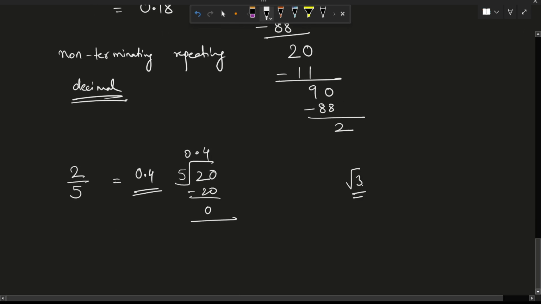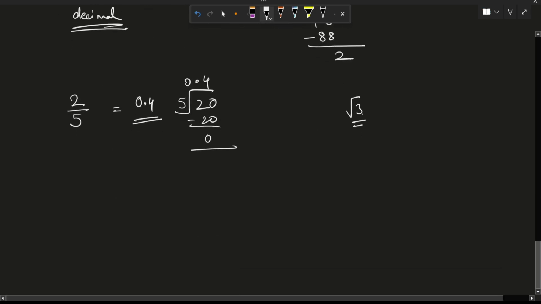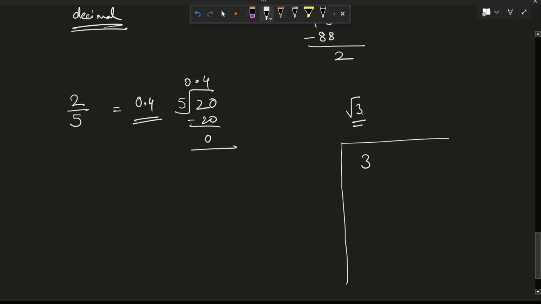Let's take the decimal expansion of root 3, and I'll do it over here. So I'll start with 3. 3 is not a perfect square. Below 3, the perfect square is again 1 only. So 1 ones are 1. Subtract, you will get 2. Now I'll put a decimal and I'll put pairs of zeros. Let's go to 4 places to check whether anything is repeating or not. So 1 double is 2 over here. I'll bring down 200.